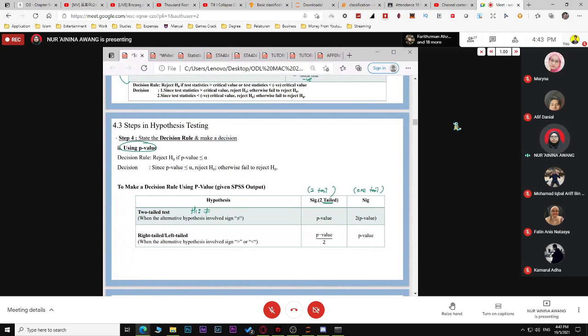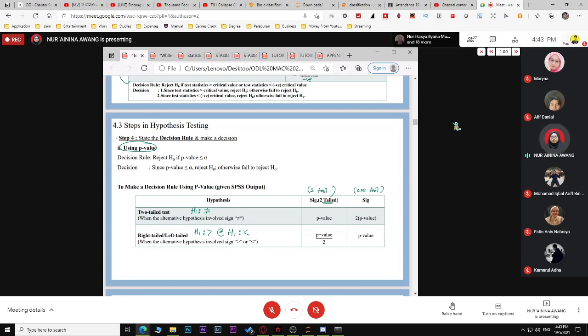Okay, but if the case is for right or left tail, maksudnya you punya H1 tu more than or less than, for one tail. If the output gives you the value for two tail, but your case is one tail, what you need to do with the p-value, you need to divide by 2. Kena bahagi 2 sebab nak dapatkan hanya untuk satu tail sahaja. But if your case is one tail and the p-value is for one tail, just take the value. Tak perlu nak buat apa-apa.